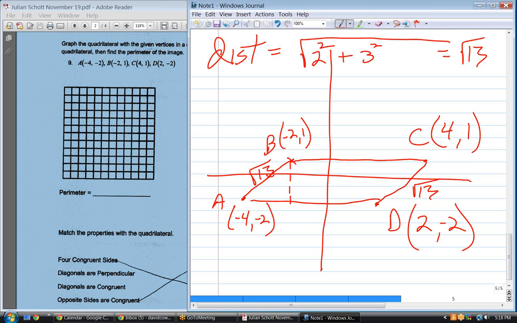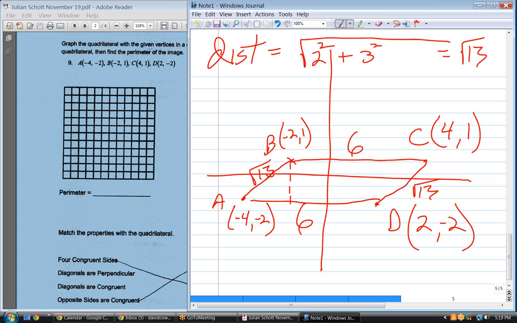All right. So what's the distance from B to C? 6. Good. And what's the distance from A to D? 6. So what's the perimeter of our parallelogram?